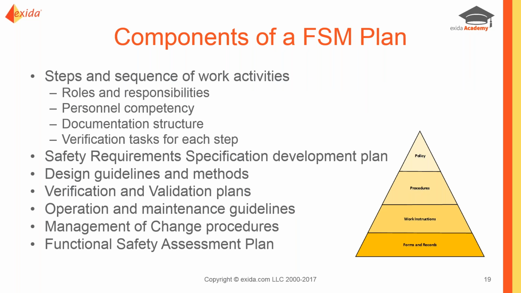Some key components in the Functional Safety Management Plan: What steps need to be done? What is that sequence of activity? Who does it? How do they do it? What are their competencies? And then, of course, what is the structure and the verifications associated with each of those tasks? The Safety Requirement Specification is, again, a key document. I've mentioned that earlier. But then we have a whole series of design guidelines and methods that may support that. And then, of course, the operation, and then the Functional Safety Assessment Plan. As we're going through and doing our periodic verifications, that is a key component of it.